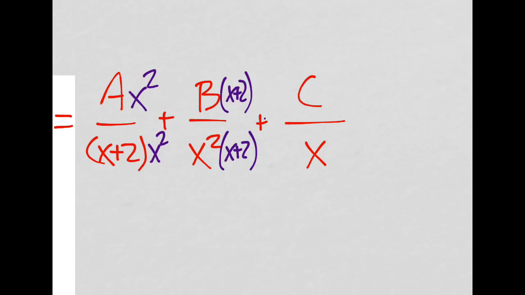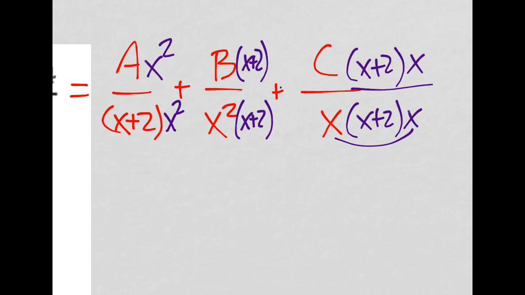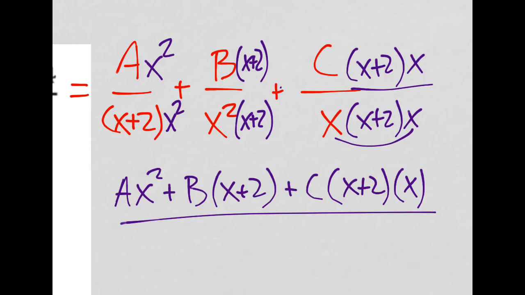Now this last one, well, I need to multiply it by an x plus 2, but I'm still not there. I also need to multiply it by another x, because that will then combine and give me my x squared. So now I have a common denominator, so I can write everything as a single numerator, single denominator. So a x squared plus b times x plus 2 plus c times x plus 2 times x. And that's all over that common denominator of x plus 2 times x squared.